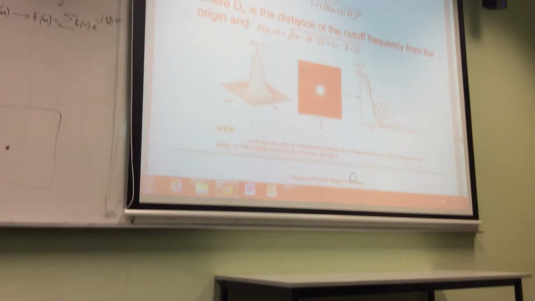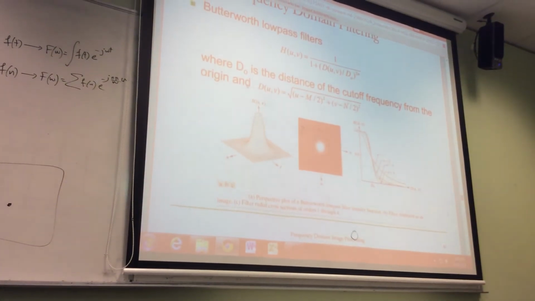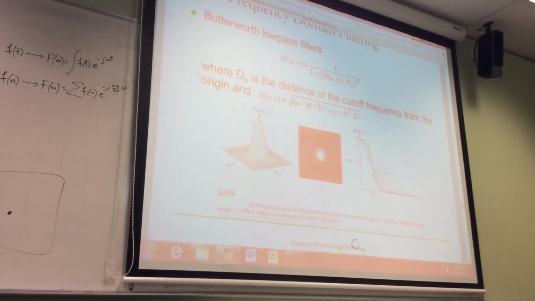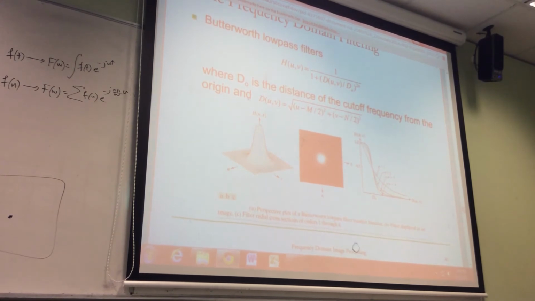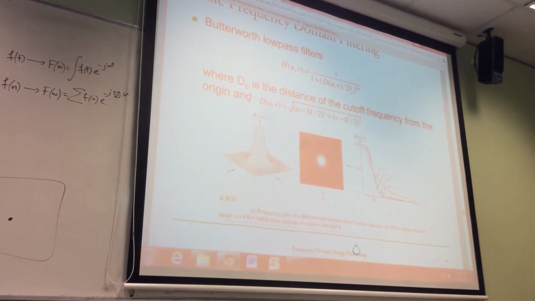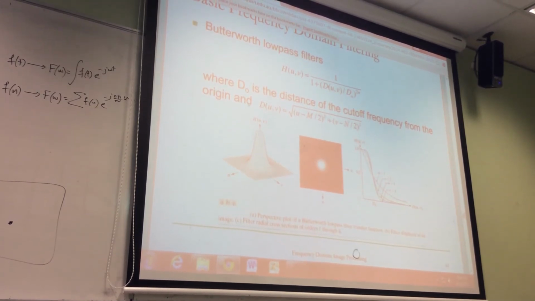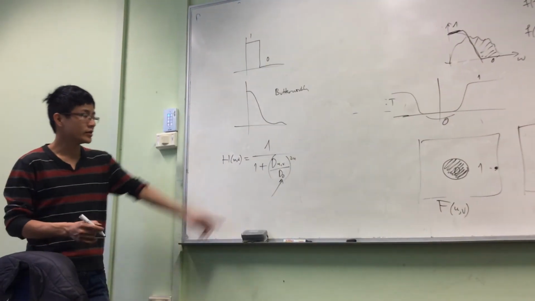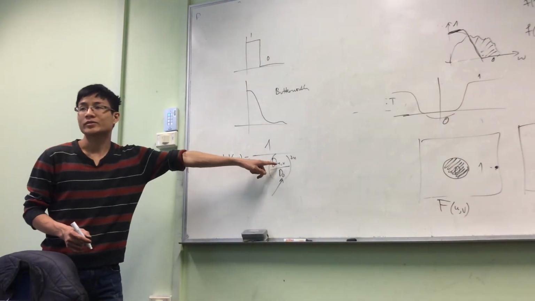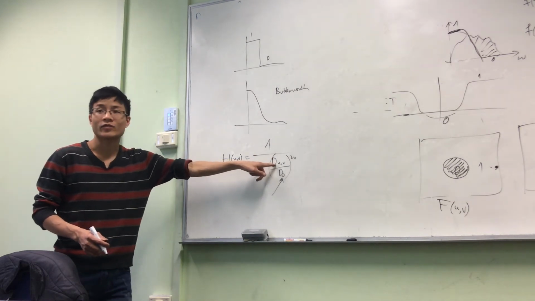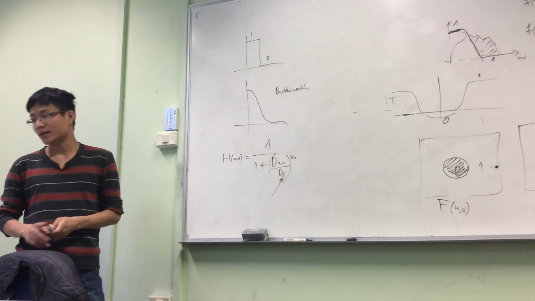D0 is the distance of the cutoff frequency from the origin. So how much cutoff frequency do you want? I want to cut off 5 pixels, or 10, or something else. Usually this is given to you. And D(u,v) is the coordinate that you want to calculate for, the one you need to calculate.